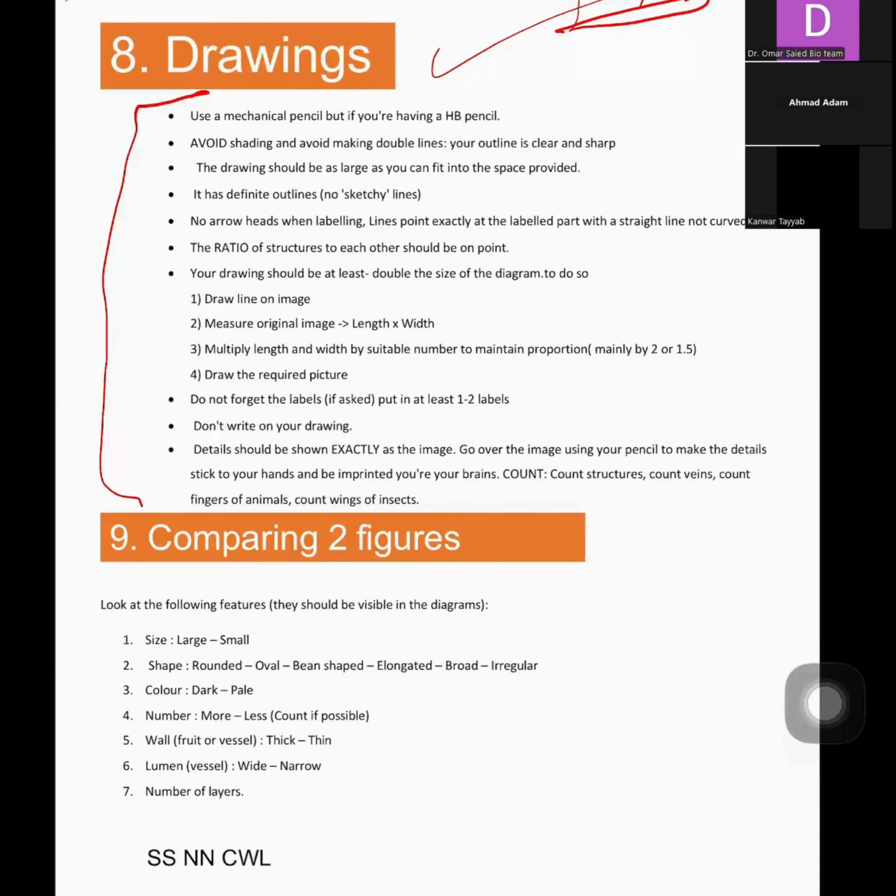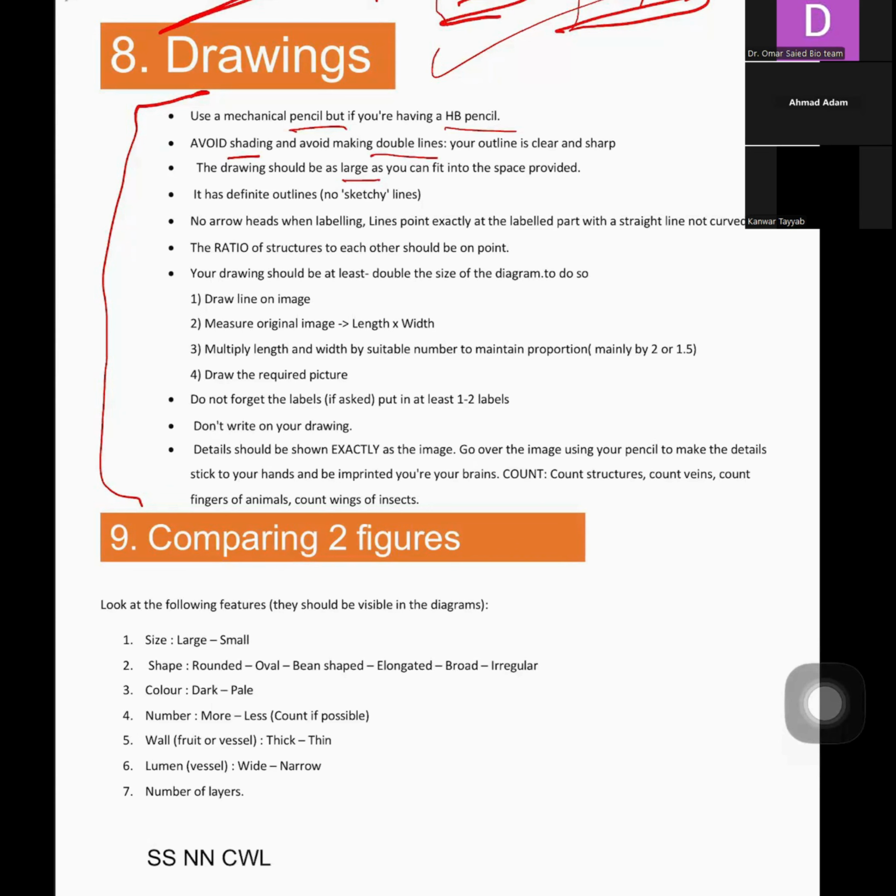Sometimes it comes in 5 marks. But when it comes to 5 marks, you have to make labels, because some students miss labelling. They do a very good drawing, but they miss the labels. Tip number one: use a pencil, mechanical or HB. Don't ever shade. Don't make double lines. The drawing should be large to fit the space provided.